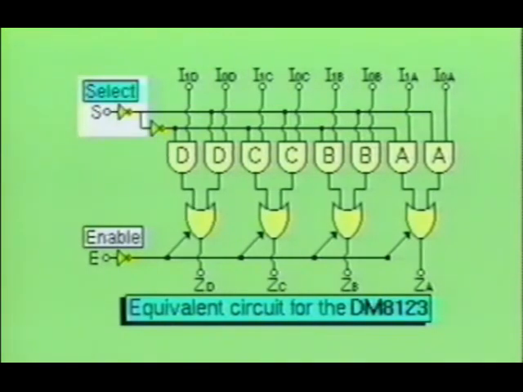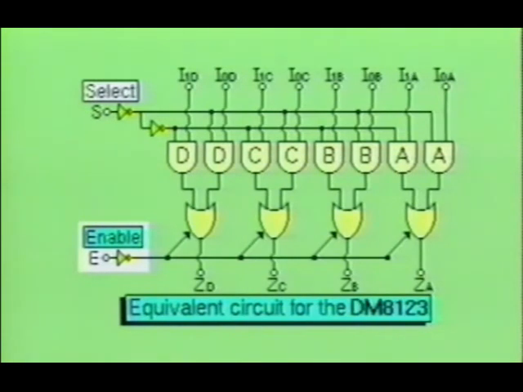Also notice there is only one select line on this device. Therefore, the DM8123 can only select between 2 sources of inputs. When the enable input is at the logic 0 level, the outputs are conventional TTL. However, when a logical 1 is applied, the outputs assume a high impedance state.